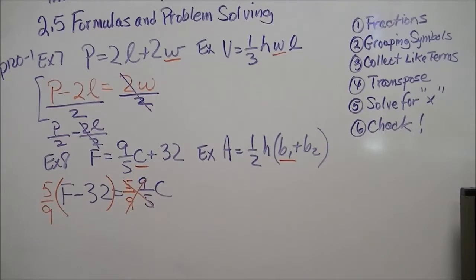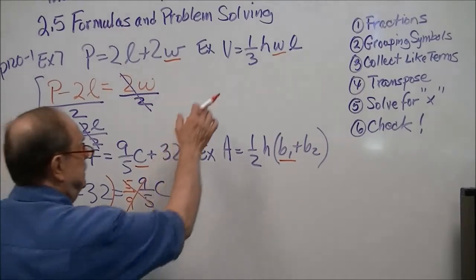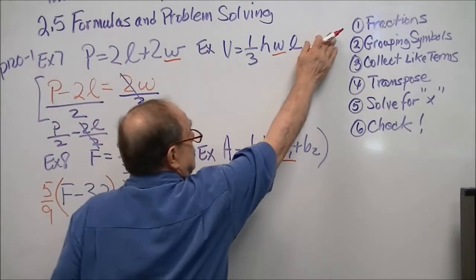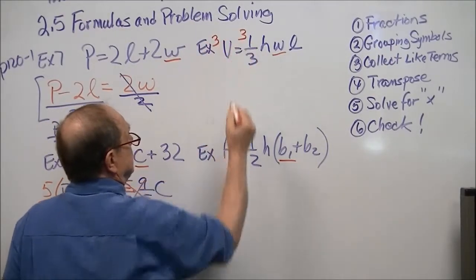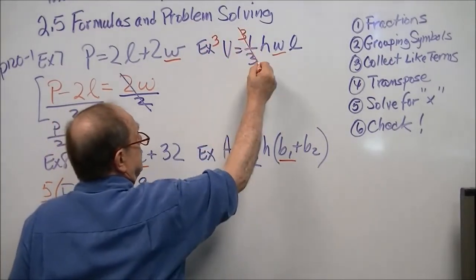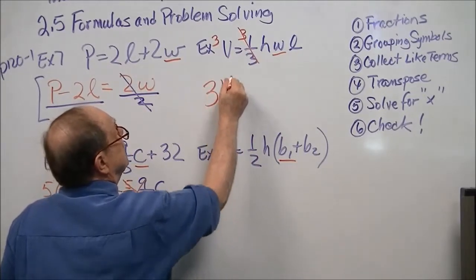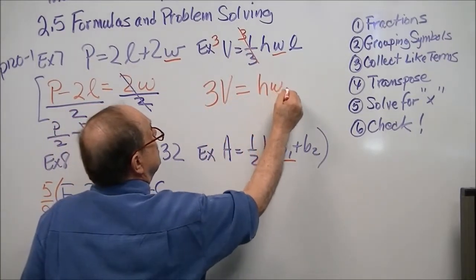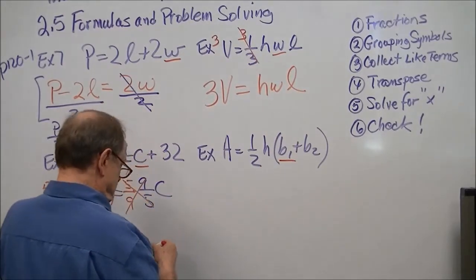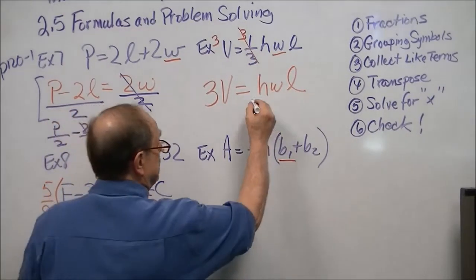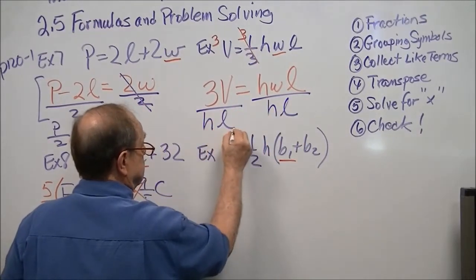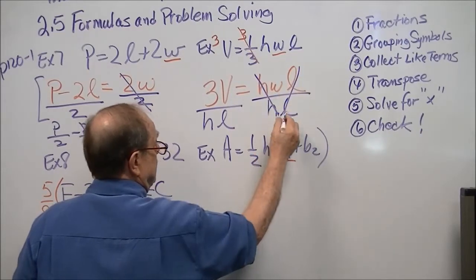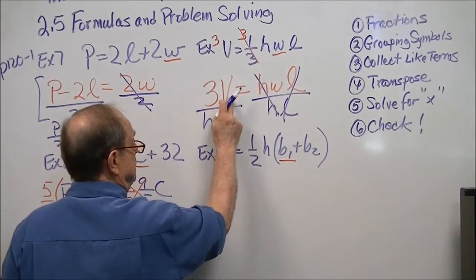Now, a few others that you might come across, I put them up there as extra. Both of these have fractions. So step 1, get rid of fractions. So we're going to multiply this side by a 3, this side by a 3. Here the fractions go away. So I get 3V equals HWL. And I want to solve for the W. So I'm going to divide out the H and the L. So W equals 3V over HL.